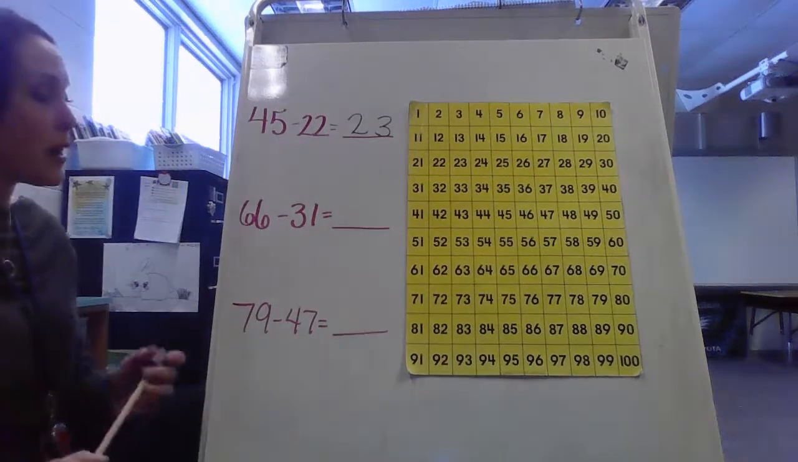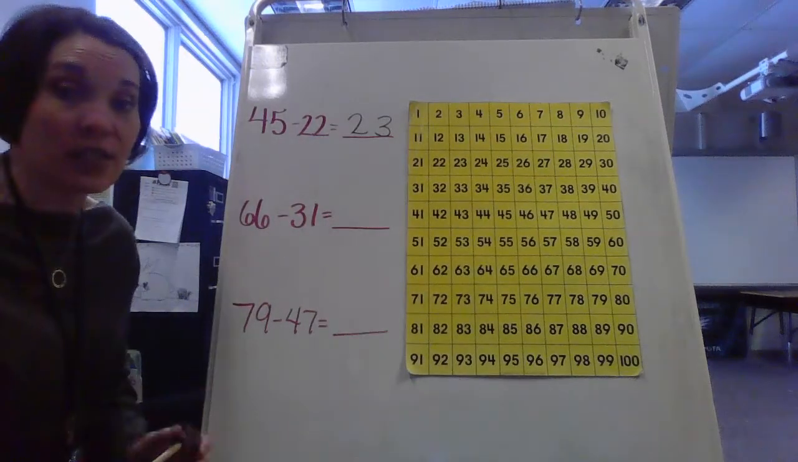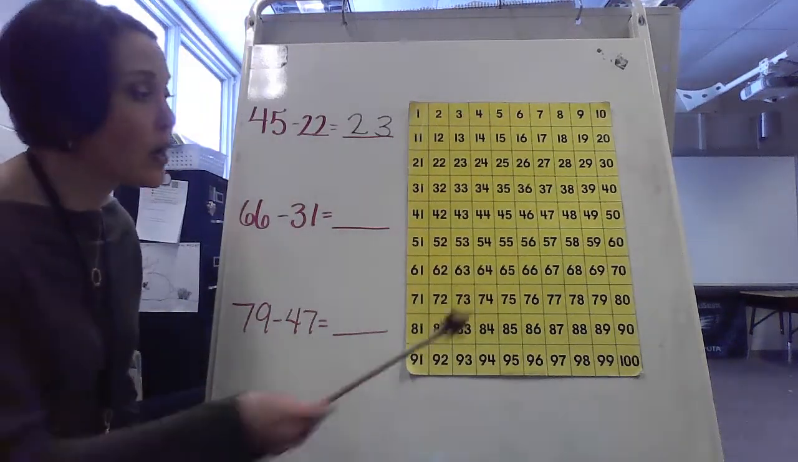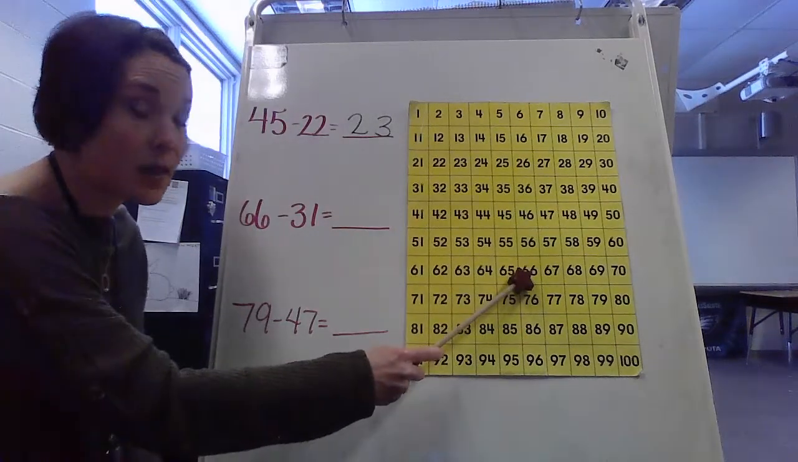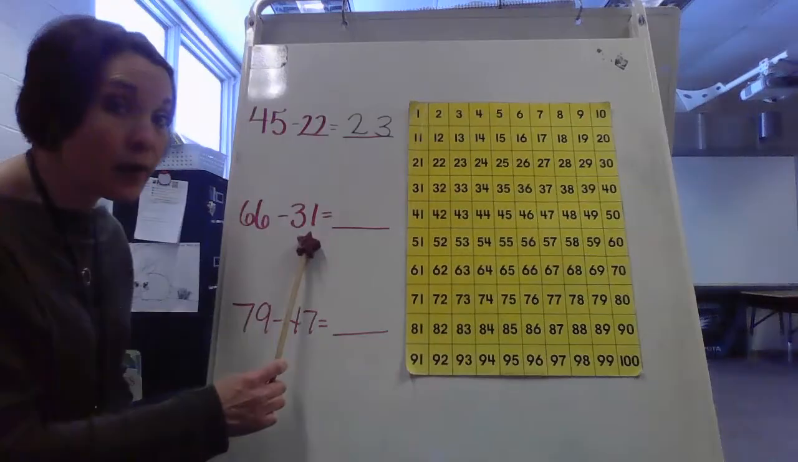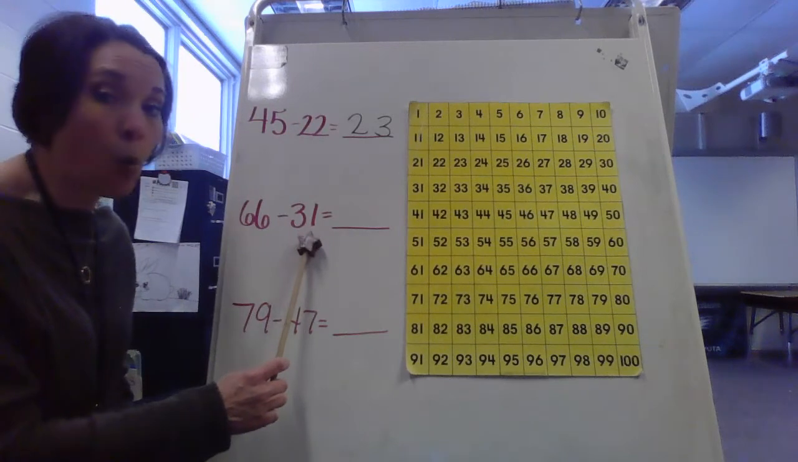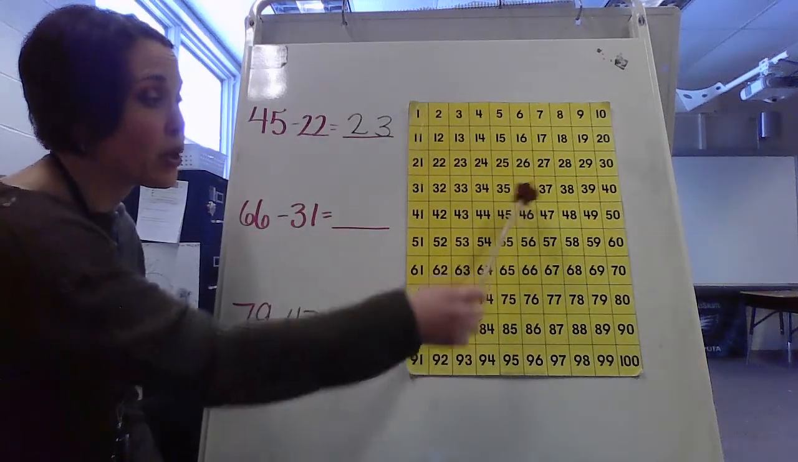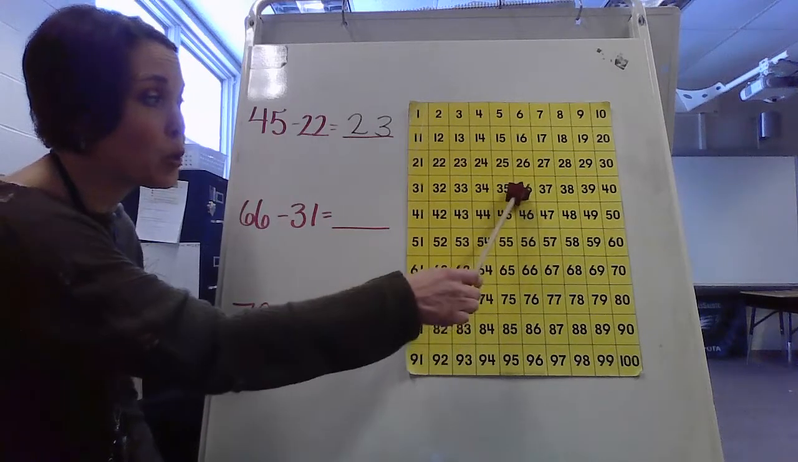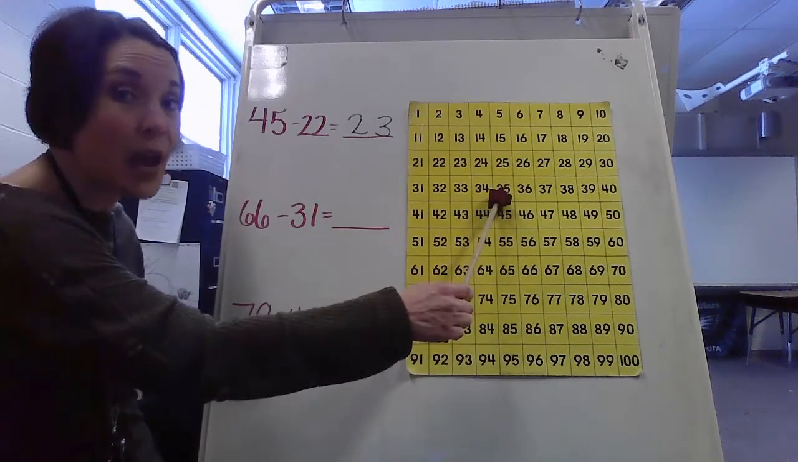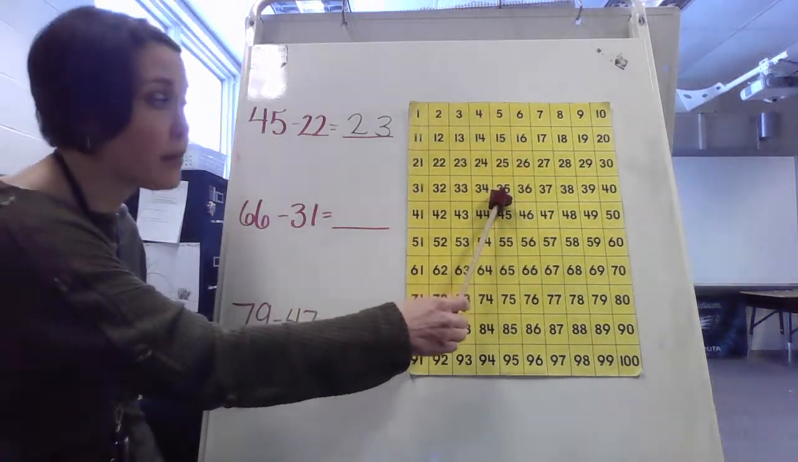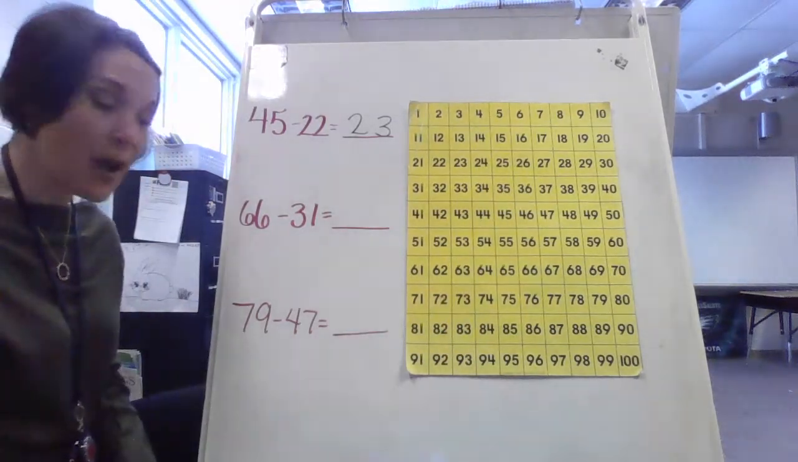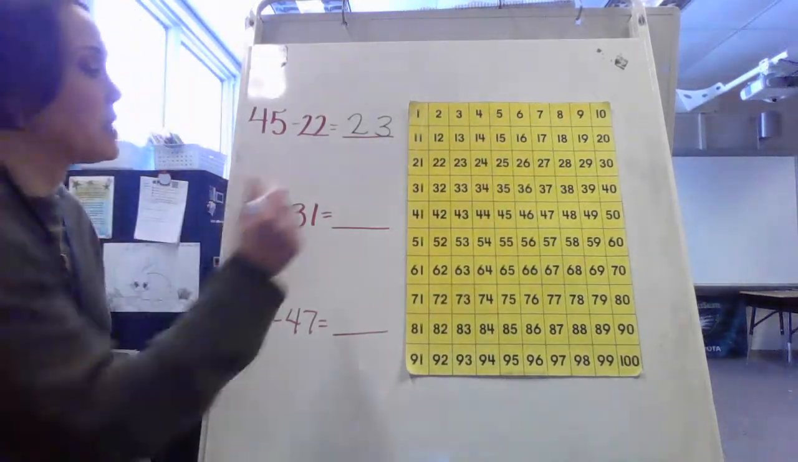Let's jump right into the next one. 66 minus 31. So here I go. I'm going to start at 66. I want to go up 3 tens, 1 one. So 10, 20, 30, or 1, 2, 3. And over 1 for my 1, now I'm at 35. Seems easy enough.